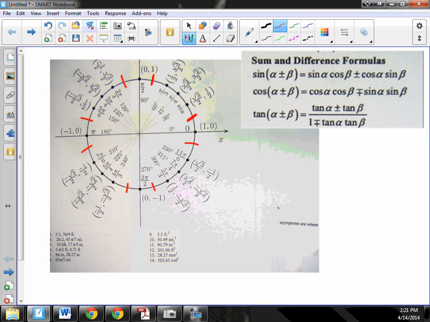So most of our answers today are going to be very similar to each other. They're pretty much all going to look the same. The signs are going to be different. And then tangent's a whole other monster that we'll deal with. Okay, so for example, let's find the sine of 15 degrees. Well, that doesn't show up on the unit circle. But can we create a 15-degree angle by adding or subtracting any 2 angles that we already know?